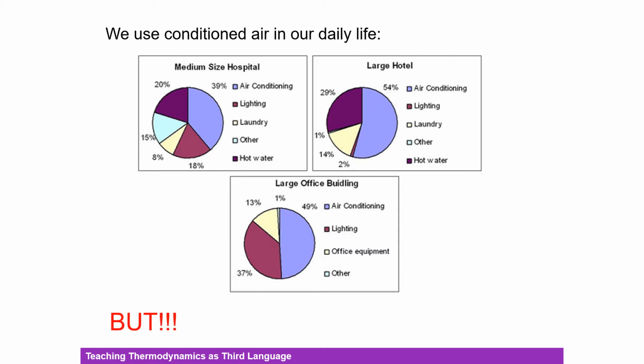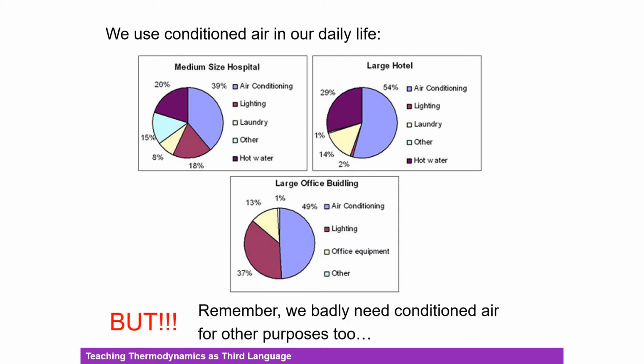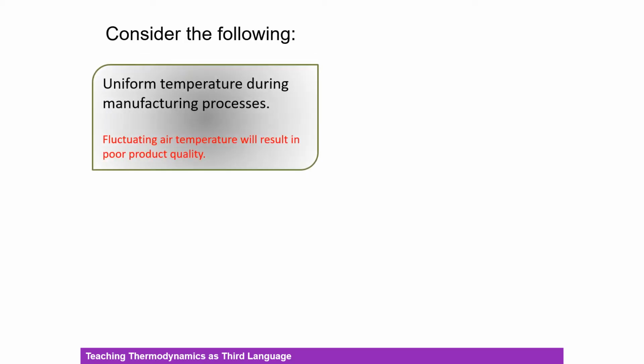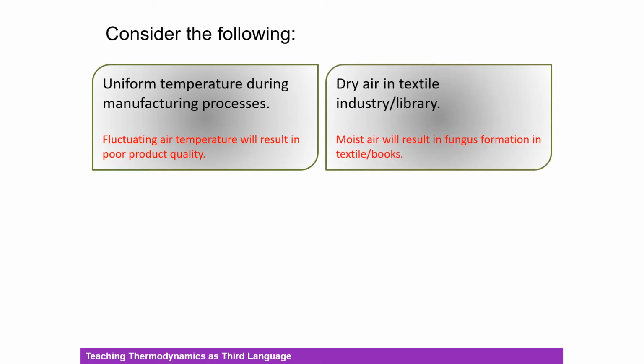So next, pay attention that we badly need conditioned air for other purposes too, not just for us to reach the human comfort level. We also need air conditioning to maintain a uniform temperature during manufacturing processes. This is because any fluctuating air temperature will result in poor product quality. So if you have non-uniform temperature during manufacturing processes, it can cause shrinkage, and this will result in poor product quality.